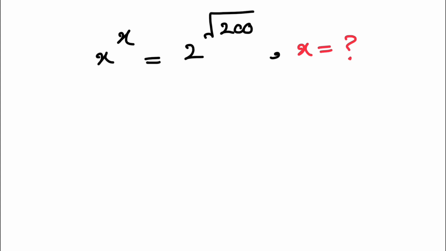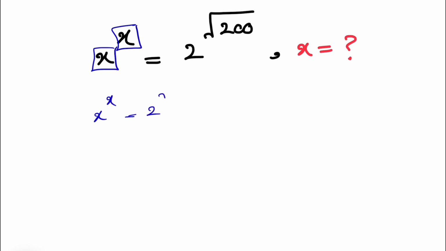Hi everyone, this looks like a fun one, and we have x to the power of x is equal to 2 to the power of square root of 200. So what we are trying to do here is to make something like what we have on the left side, x to the x, two similar terms in the base and exponent, and let's see what we can do with the exponent of 2 on the right side of the equation and see if we can make something like x to the x in here.